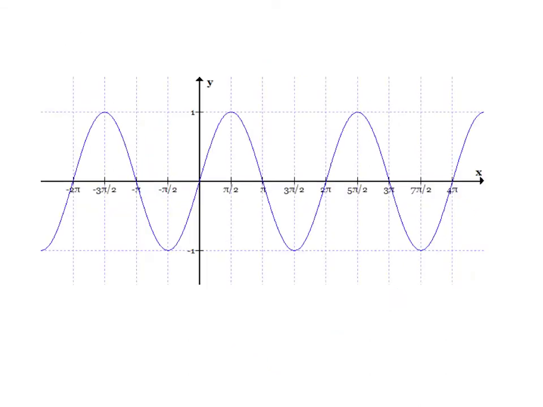If we plot that over the angles, remember we started here at ground level and we traveled until we hit a maximum. Then we came down until we hit 0. Then we went below ground to a minimum and came back to where we started. Up to a maximum, 0, down to a minimum, back to where we started. So this particular graph is the sine graph.